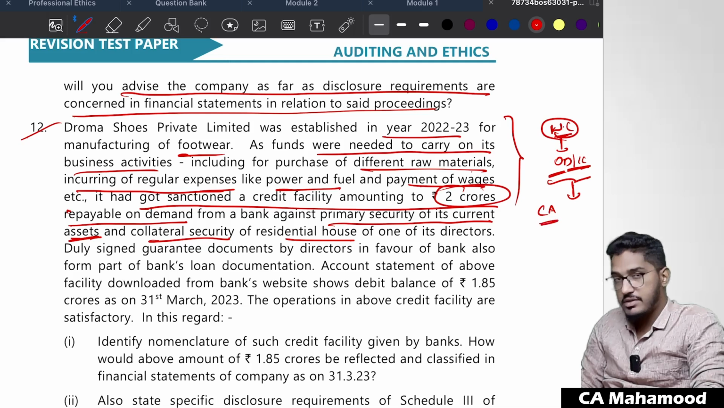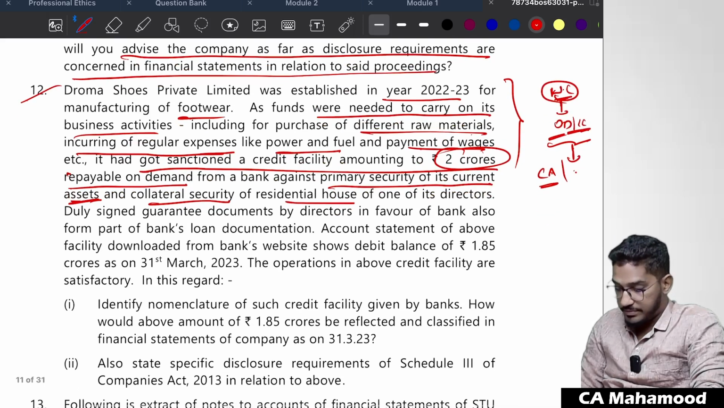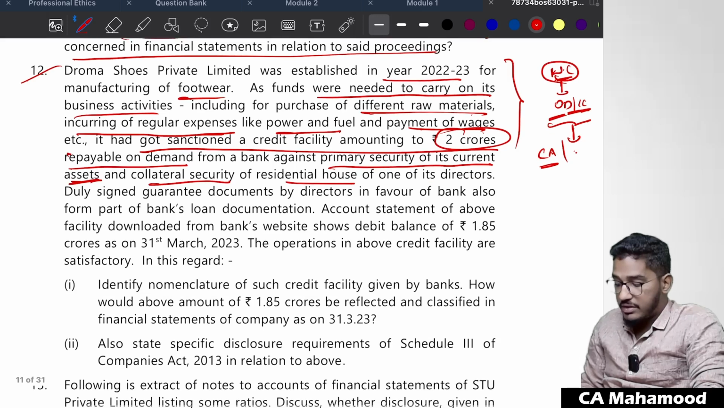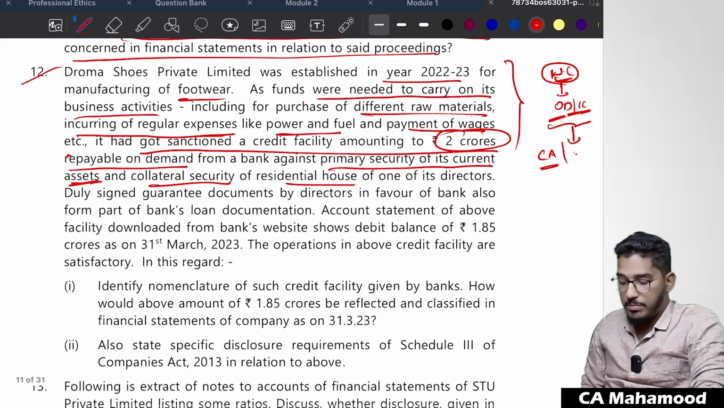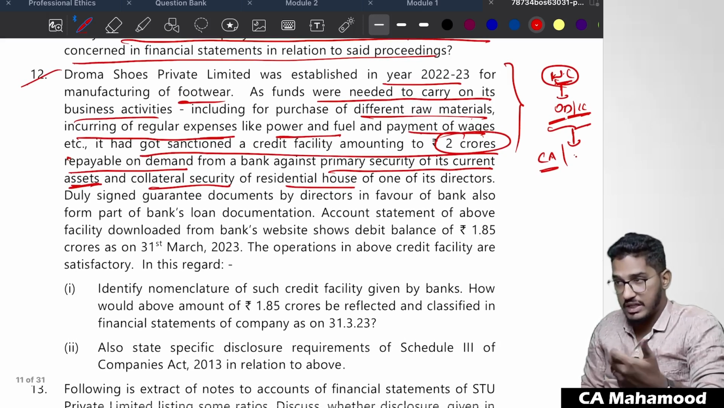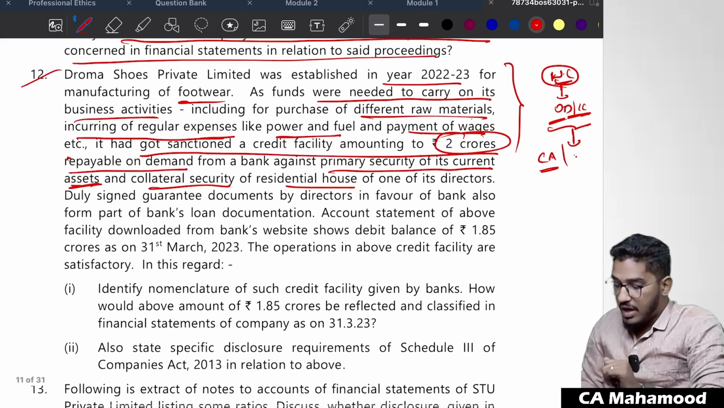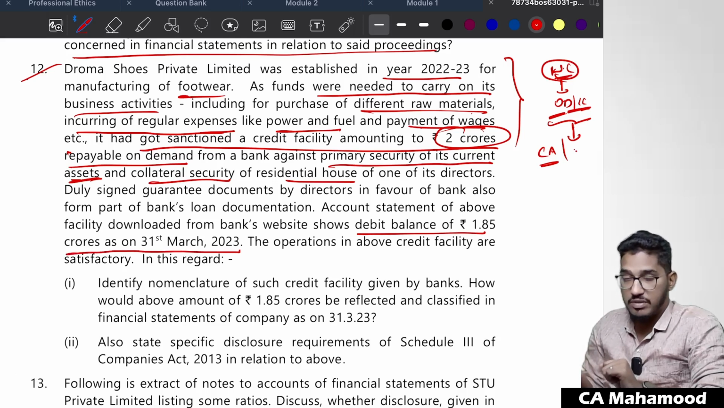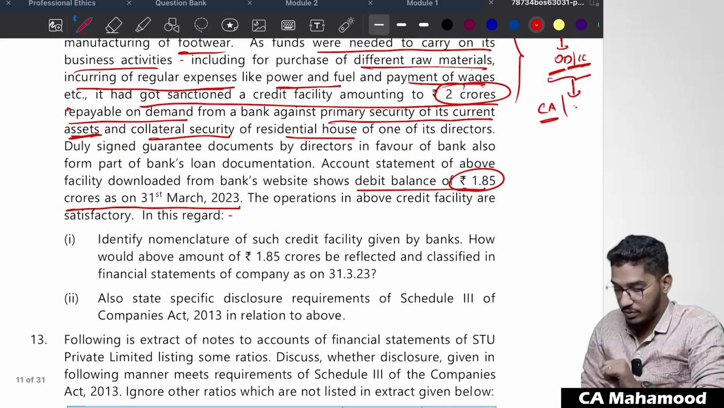They have offered current assets as security, and also they have given collateral, the property of one of the directors. Duly signed guarantee documents by directors in favor of the bank also form part of the bank's loan documentation. That means directors even give a guarantee for this loan. Account statement of the above facility downloaded from the bank's website shows a debit balance of 1.85 crores as on 31st of March. For the bank, if it is a debit balance, that will be a credit balance to your client. That means the company has an outstanding amount of 1.85 crores.